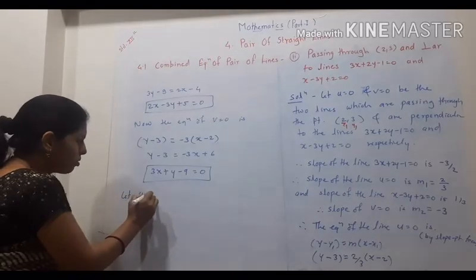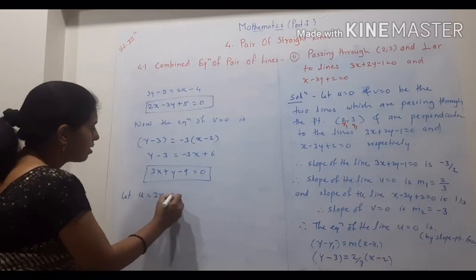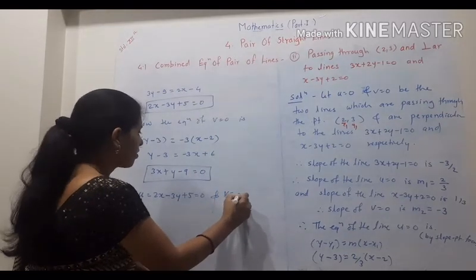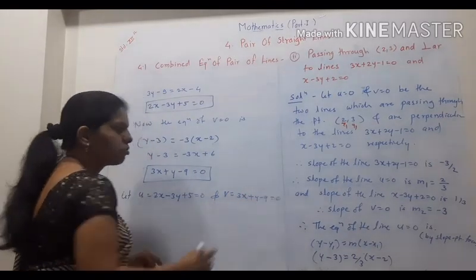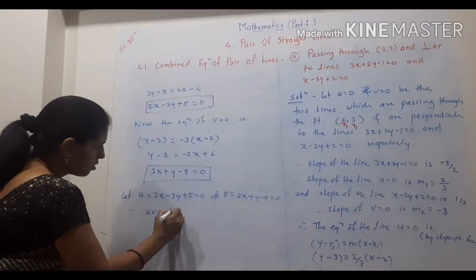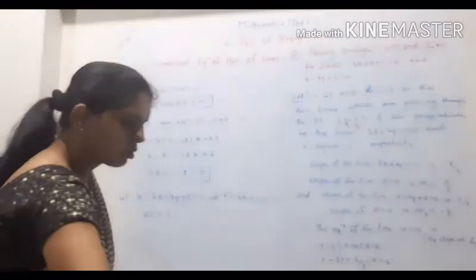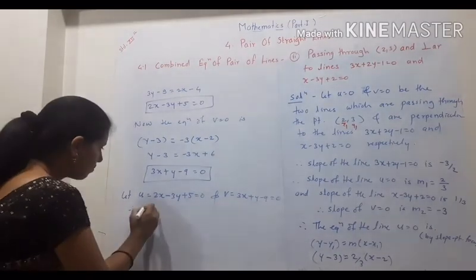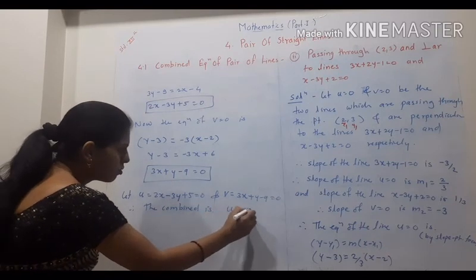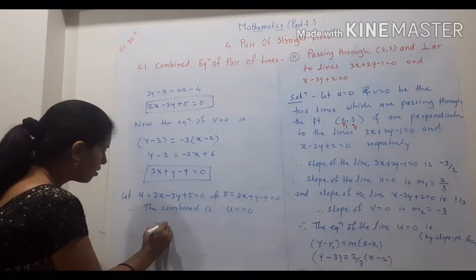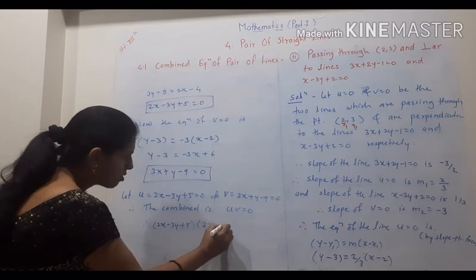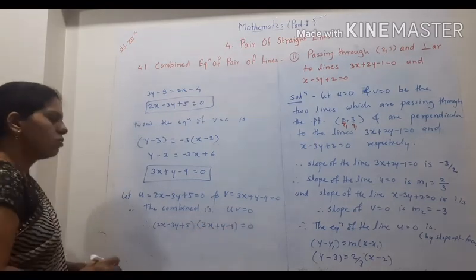So now let u = 2x minus 3y plus 5 = 0 and v = 3x plus y minus 9 = 0. Therefore, the combined equation is given by uv = 0. So (2x minus 3y plus 5) into (3x plus y minus 9) is equal to 0.